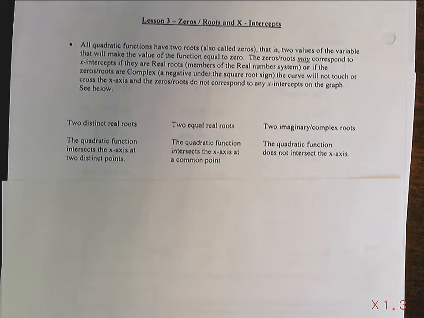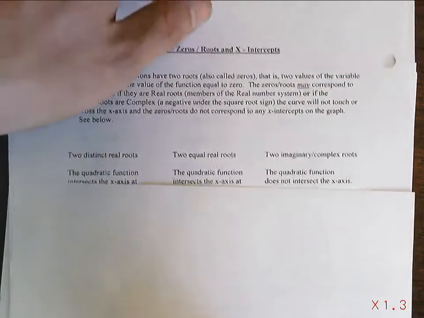Okay, so now we're up to lesson 3. I've taught you the information that you needed leading up to it. We've talked about quadratics, we've talked about x-intercepts, roots. Now let's see how all of this plays out for us. Lesson 3: zeros, roots, x-intercepts, and something called discriminants.